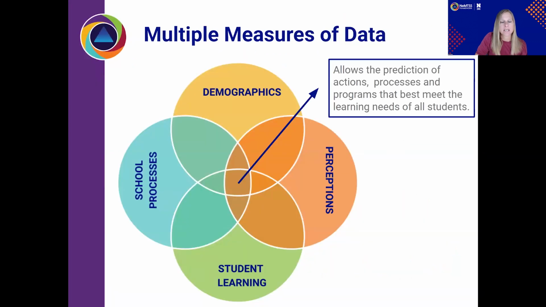In order to facilitate best practices, NEMTSS recognizes that we need to utilize a balanced assessment system. According to Bernhardt, multiple measures of data would include demographic, perceptual, school process, and student learning data. By collecting and reviewing these multiple measures of data collectively, schools are able to make informed decisions that best meet the needs of their students, staff, and the district overall.